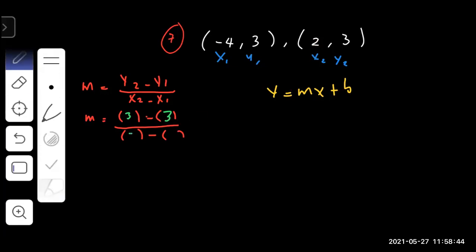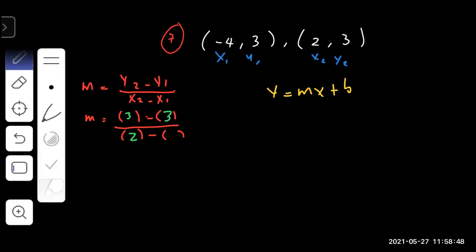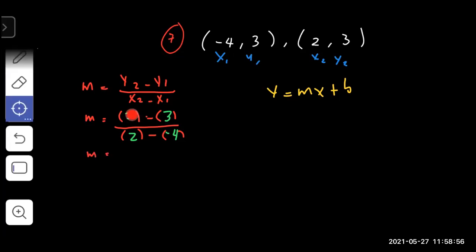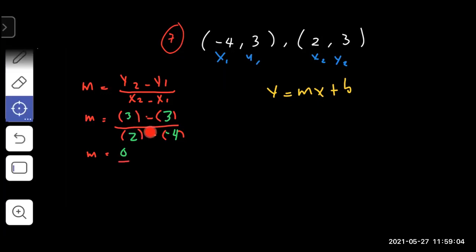And what is x1? -4. Okay, let's simplify this expression, guys. Again, if you got a double negative, be careful. Okay, 3 minus 3. I think I can do that mentally. I can handle it. 3 minus 3 is 0. 0 divided by 2 minus 4.